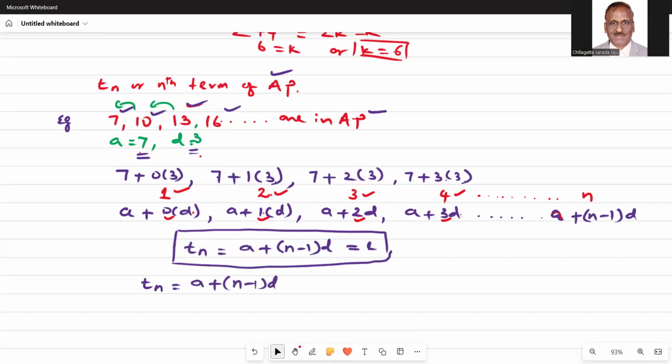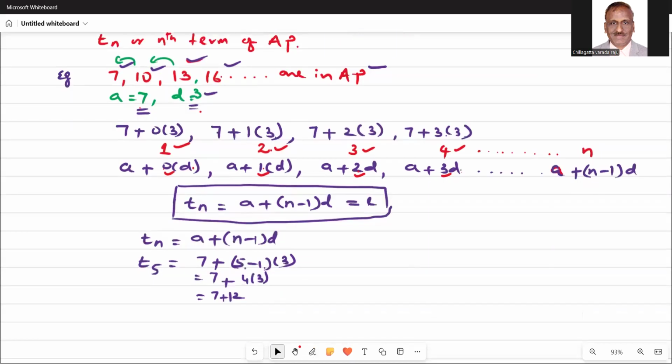So what is your A there? A is equal to 7. N means which term we want? Fifth term, T5, that is 5 minus 1. What is the common difference? Already we have checked, it is 3. When you simplify this, 7 plus (5 minus 1) is 4, 4 into 3, that gives you 7 plus 12. What is 7 plus 12? That is 19. That means the fifth term of that progression should be 19.